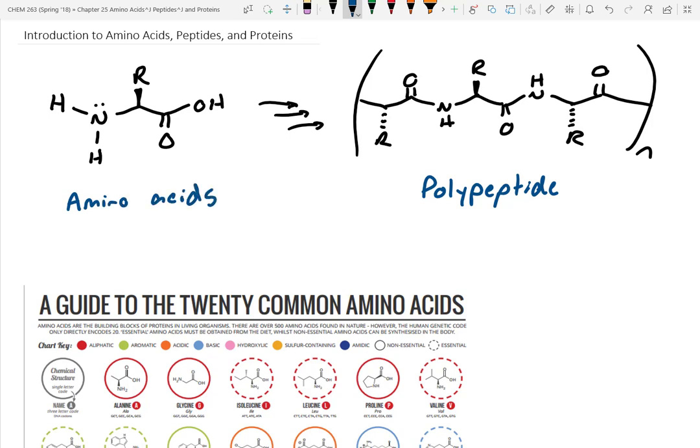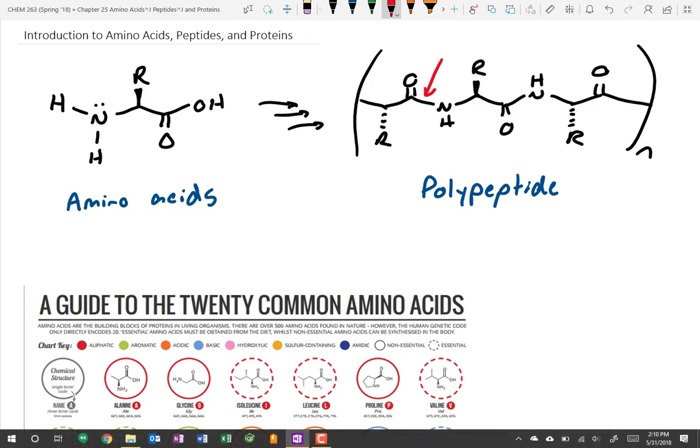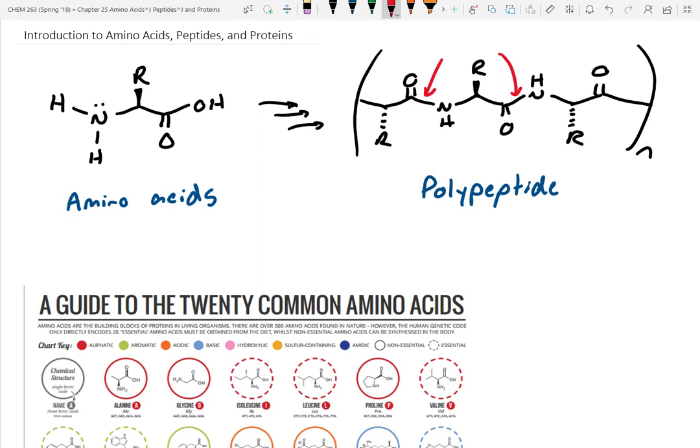All right, anytime you look at these, it's important to identify the peptide linkages or amide bonds. So for example, right here, that's a new amide bond that was formed. So oftentimes this will be referred to as a peptide linkage, or a peptide bond. Make sense?